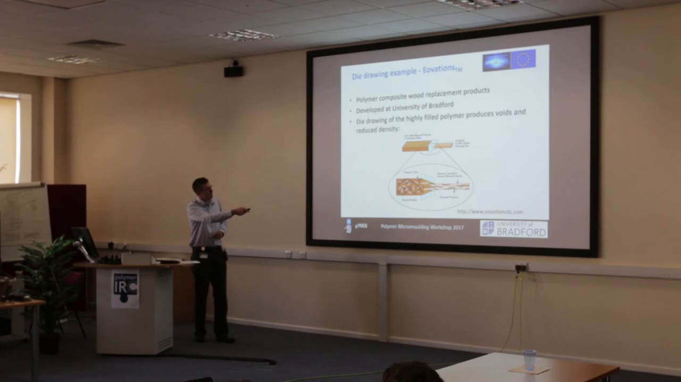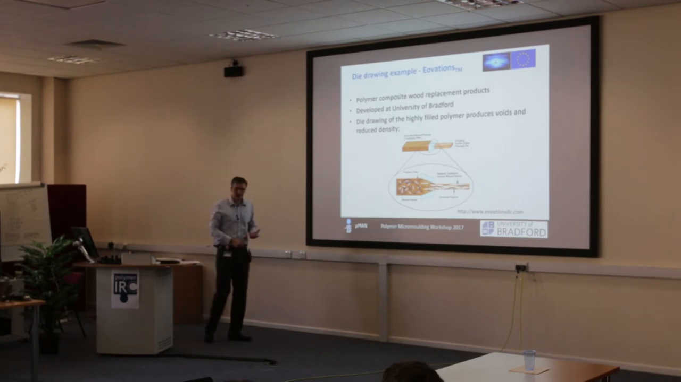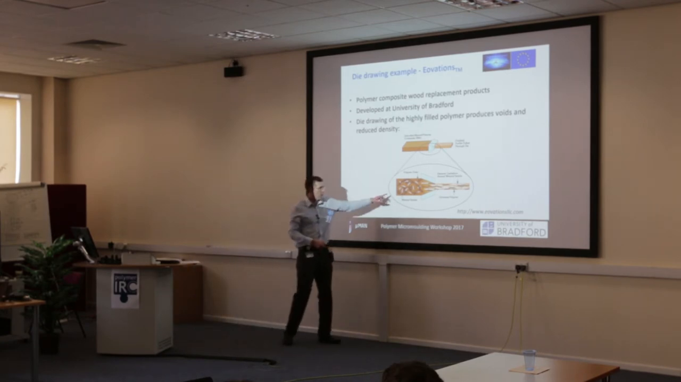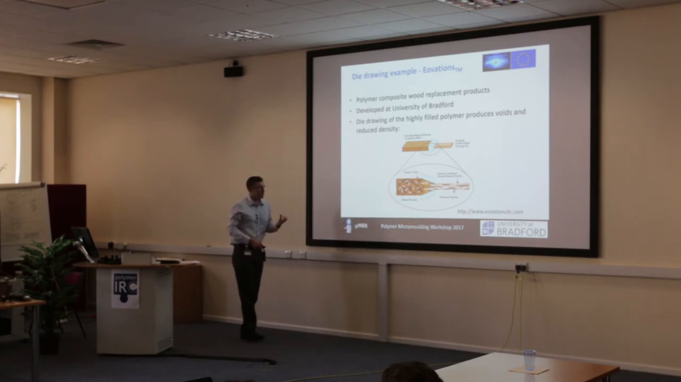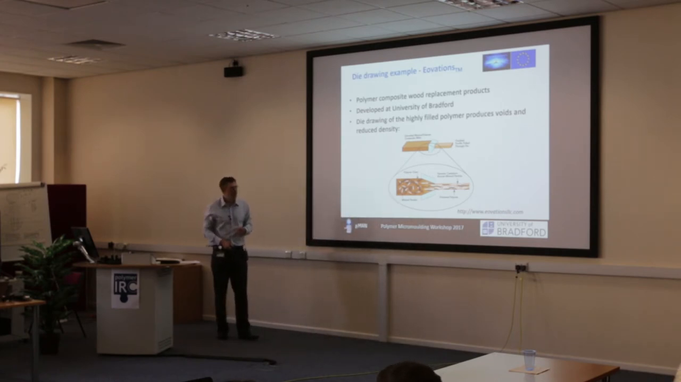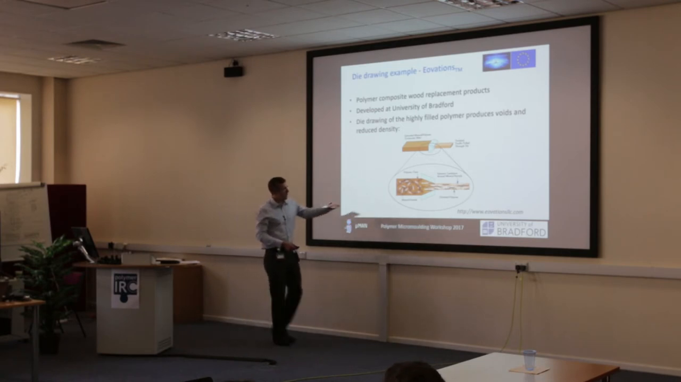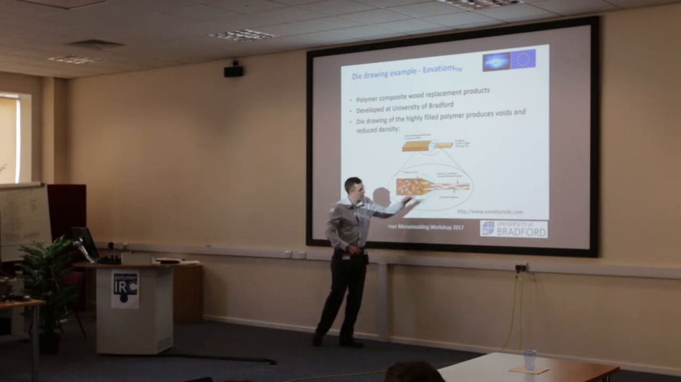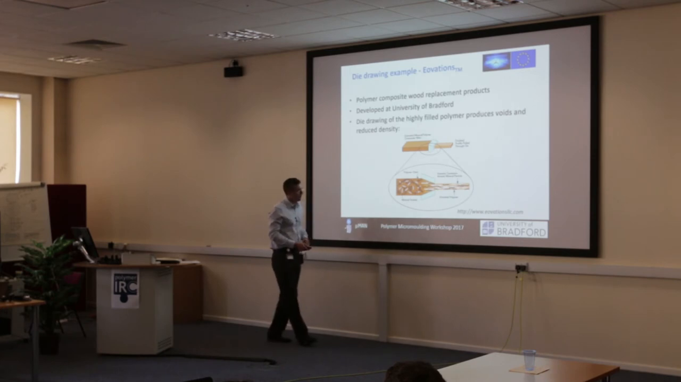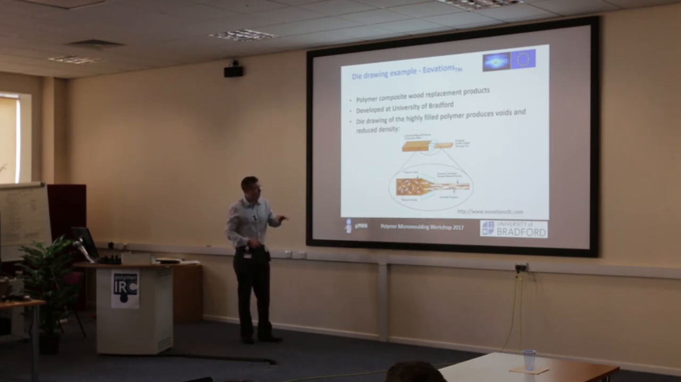So they went through the die drawing process where they oriented the polymer. But the clever part of it was that the polymer had not only polymer chains in it, it had mineral particles. So it had particles of non-polymeric material. And as the polymer chains align through the die, what the guys here at Bradford found during this research was that where the particles formed, there was cavitation around them.